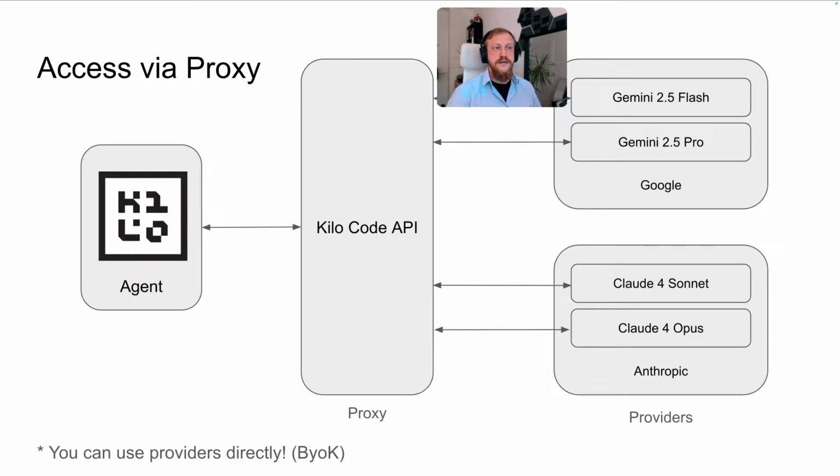That's the data, all the requests passing through the Kilo Code API or the OpenRouter API. Well, it's basically the same at the moment. You can use providers directly, it's fine. You can use your own large language models running locally, it's fine. But in general, by default, we go via the Kilocode API proxy.